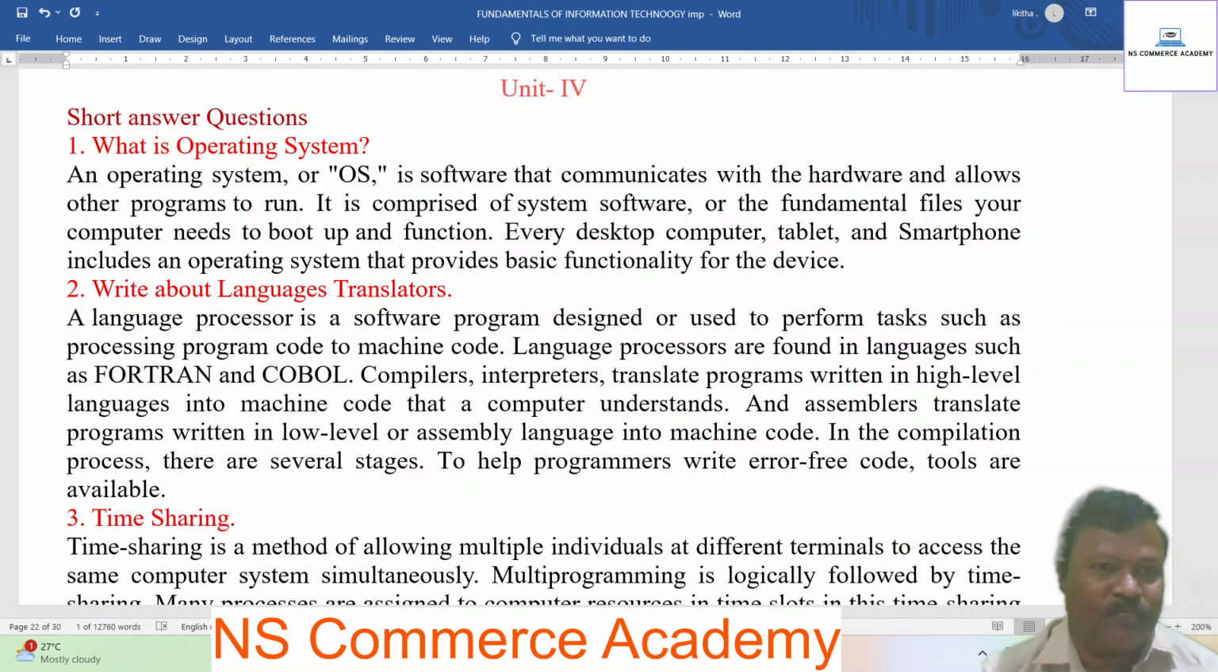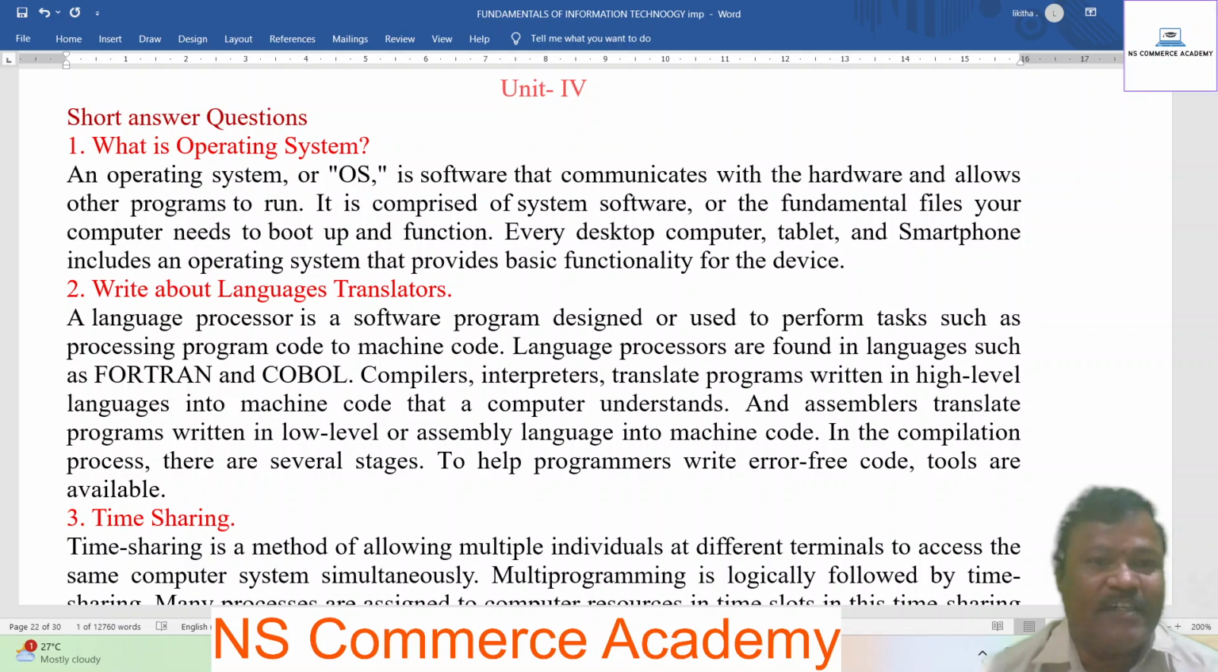Come to the topic. Short answer questions. First question: what is an operating system? An operating system or OS is software that communicates with the hardware and allows other programs to run. It is comprised of system software, or the fundamental files your computer needs to boot up and function. Every desktop computer, tablet, and smartphone includes an operating system that provides basic functionality for the device.